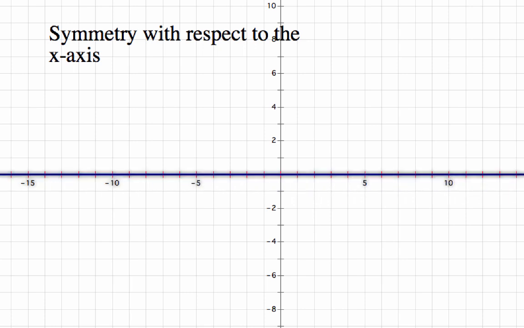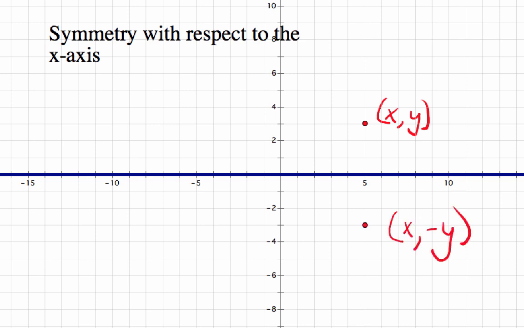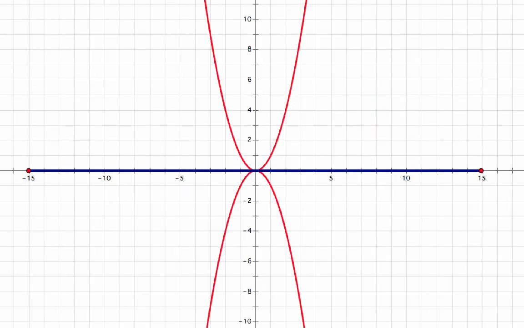So what does that tell you about your graph? Well, it tells you for every x value that does have a point there, its negative y value is also plotted there. So if your graph is symmetric across the x-axis, that means both (x, y) and (x, negative y) are plotted on your graph. So let's take a look at an example. This graph right here is symmetric across the x-axis.